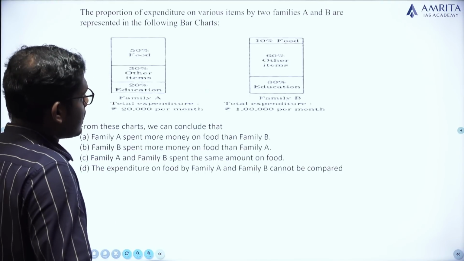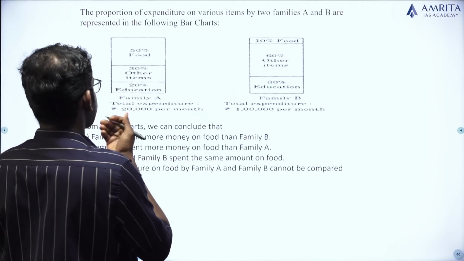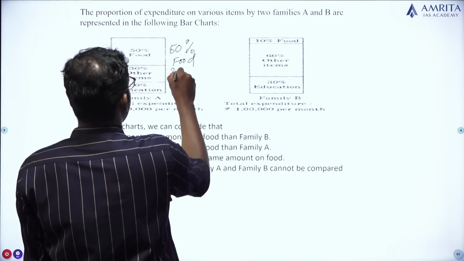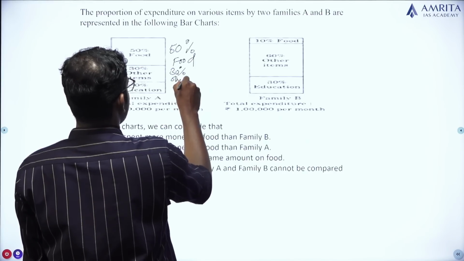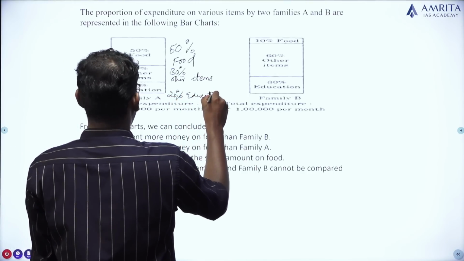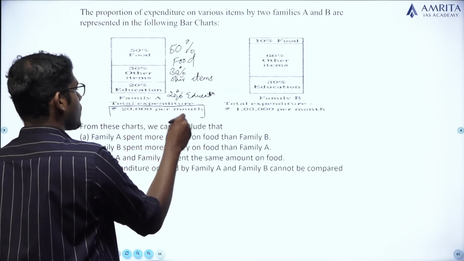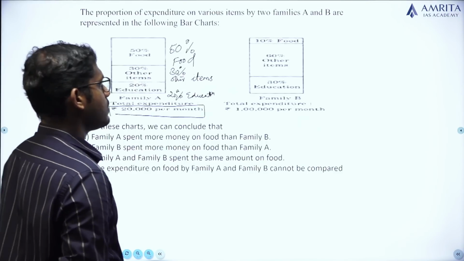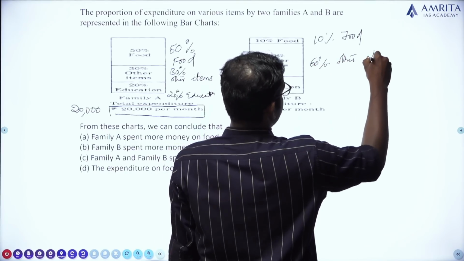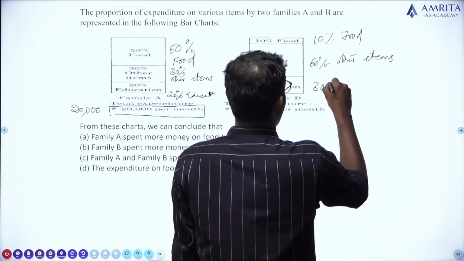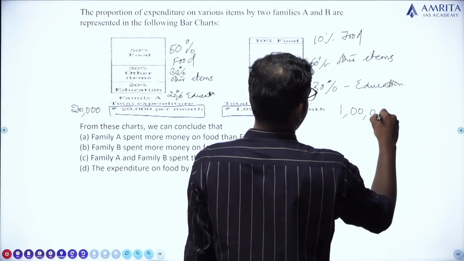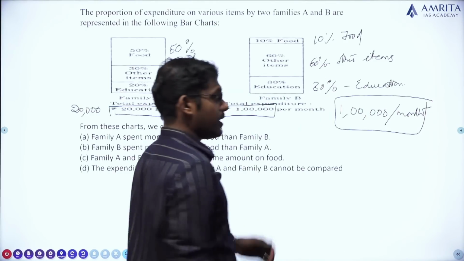I think you can see this particular question. So I can write 50% on food, 30% on other items, 20% on education. The total expenditure is 20,000 per month. Here it is 10% on food, 60% on other items, 30% on education, and the total expenditure is 1 lakh per month. Okay, so this is the data given.